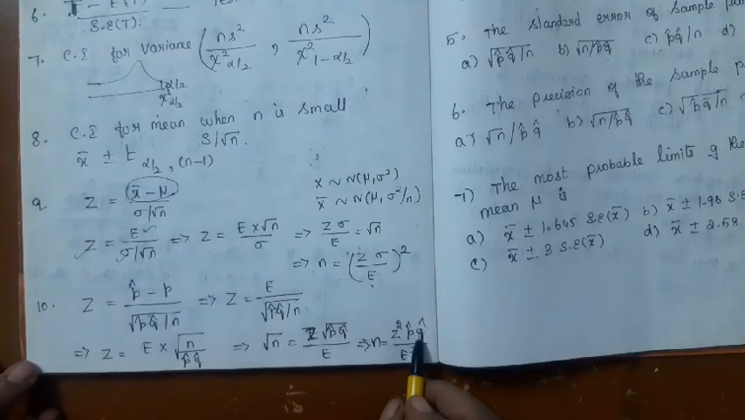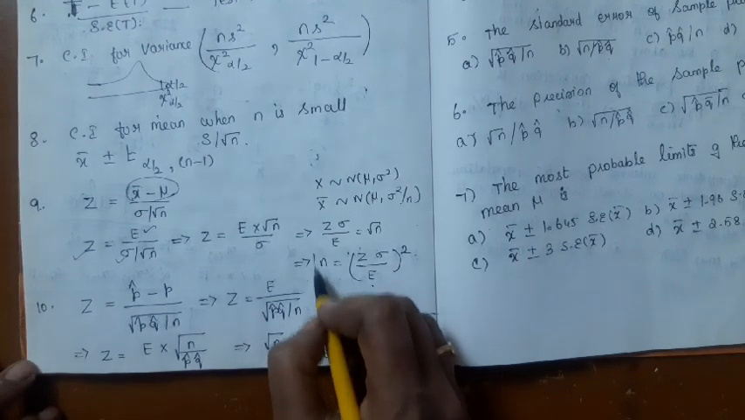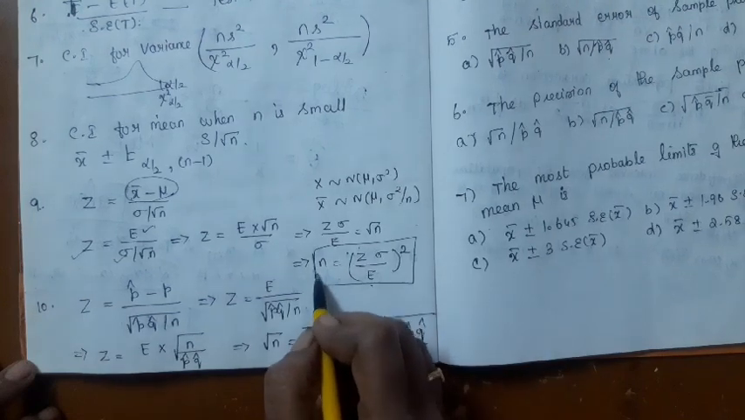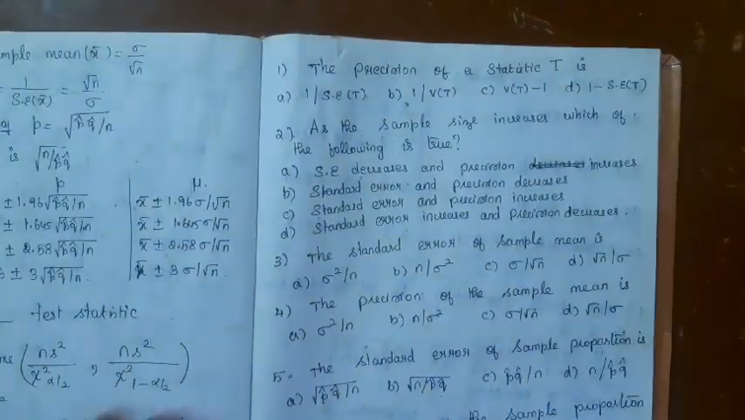Z square PQ divided by E square is the formula for finding the sample size when you are testing the population proportion. Okay. These two formulae are used to determine the size of the sample that is required. So with this idea, let us go to the questions.